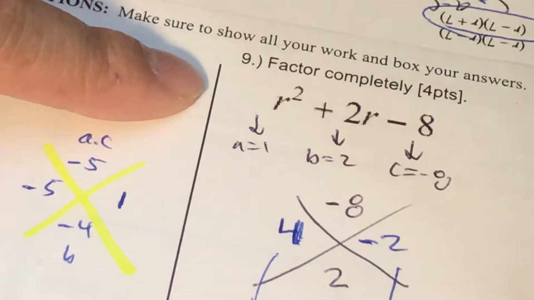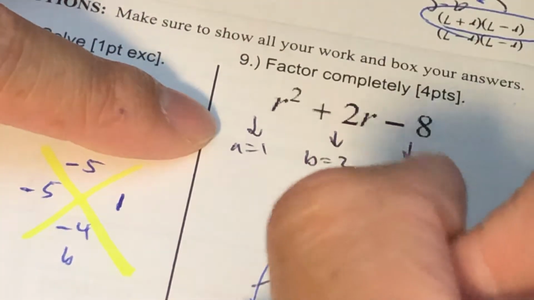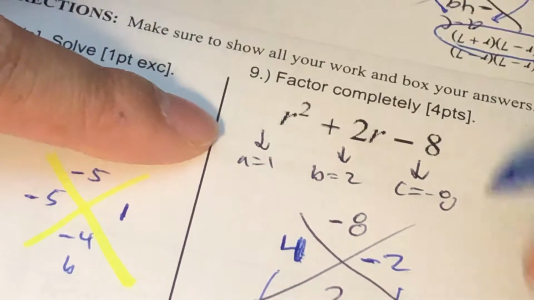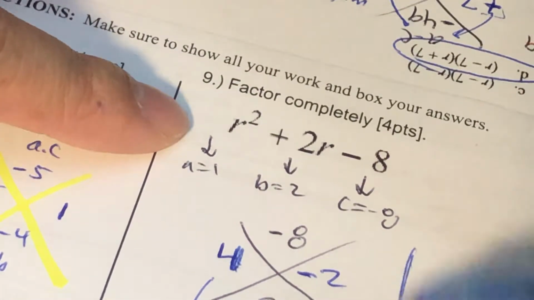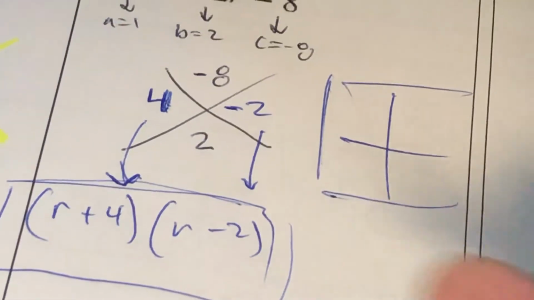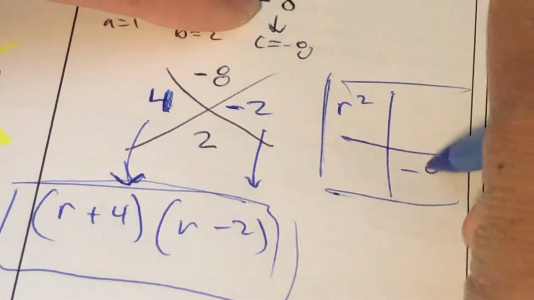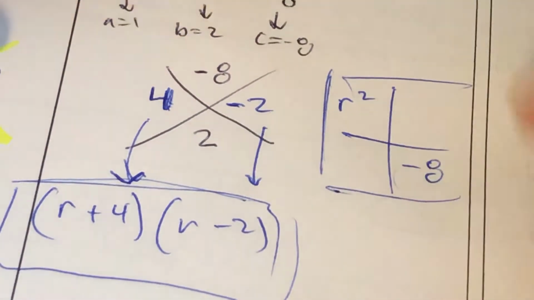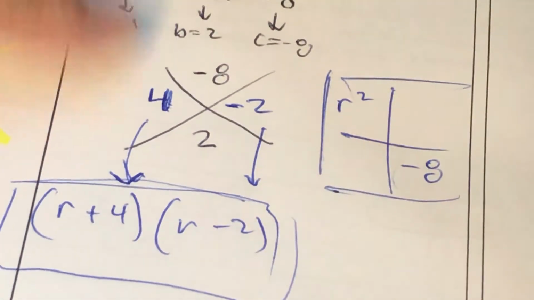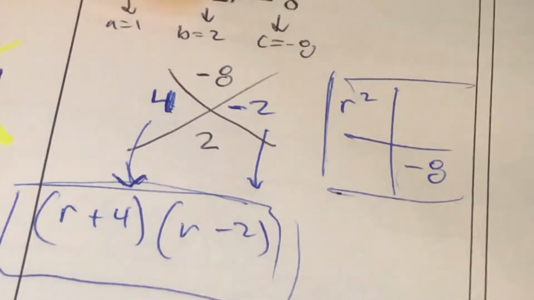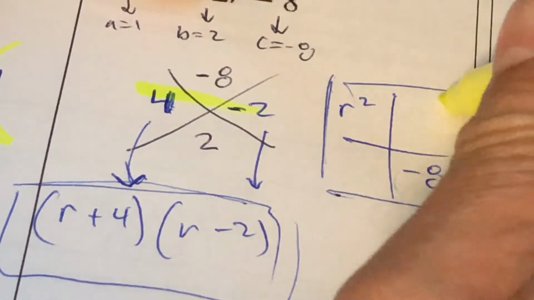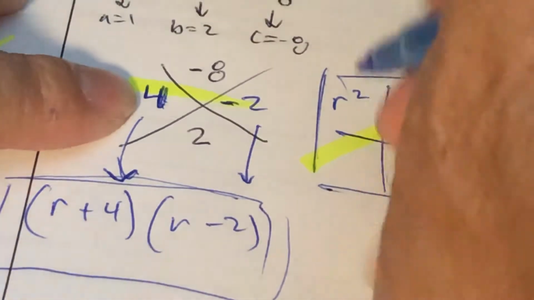Now, if you went ahead and changed these to x's and you wrote x plus 4 and x minus 2, totally fine, full credit. If you're using the box, remember how to use that. R squared, -8, the last term always goes in the bottom right. And then these two values are the numbers that we just got in our x. And you're adding an r there.